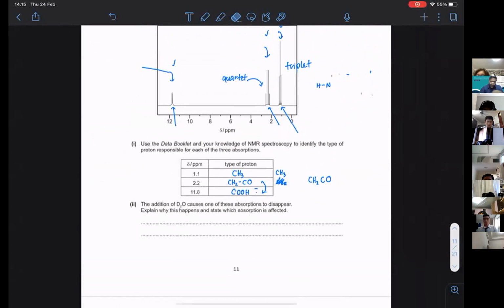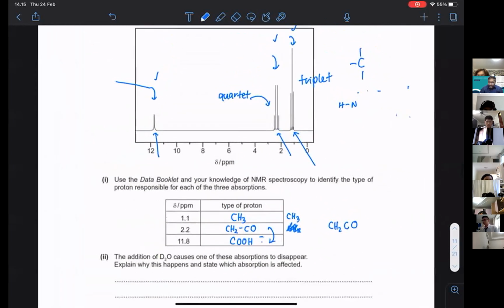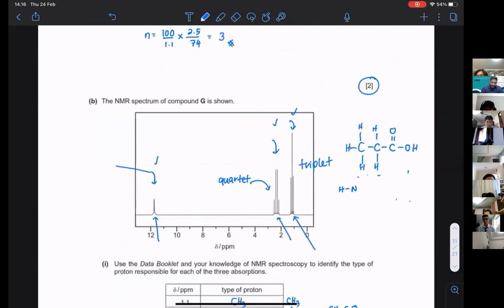If I draw this one, most probably there is CH3, then there is CH2, then another C double bond O, and then I have OH. This is the 3-carbon structure that I might have. We don't know the total number of hydrogen because they didn't put it at the top. So this is the structure that will most likely be formed.